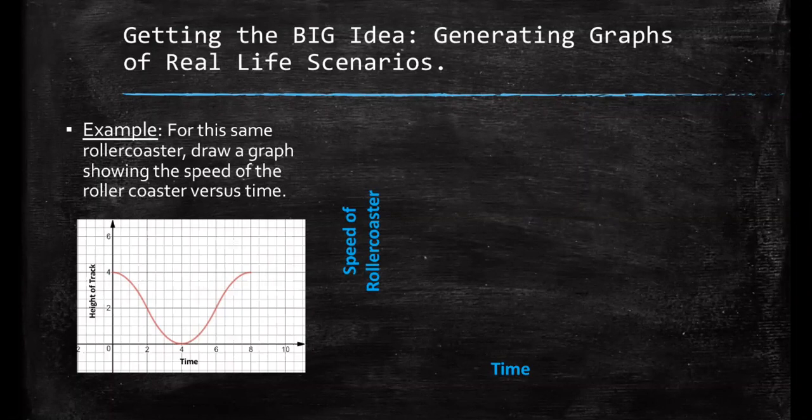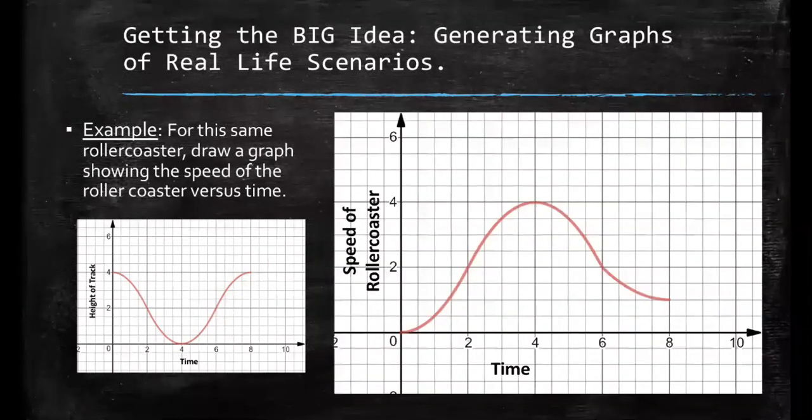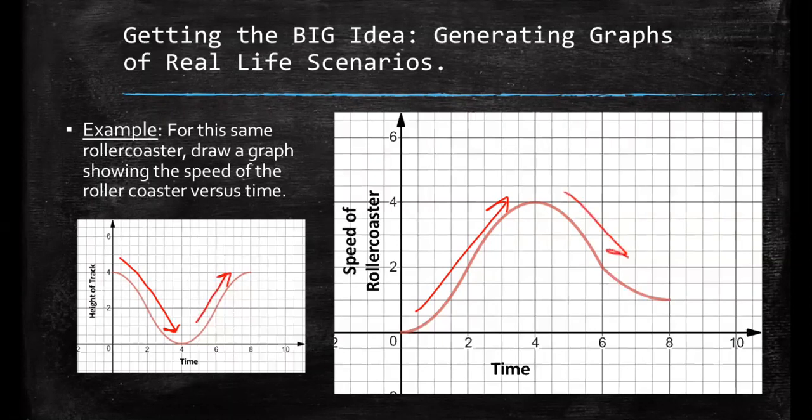Okay, so this is the graph I generated for the speed. Mine also went from time 0 to time 8. Now notice a few things here. The first part of my graph decreases in height here, and as I go down a roller coaster, what happens to my speed? My speed will increase as my roller coaster is going down. Then as my roller coaster starts to go up, what happens to my speed? My speed will decrease.